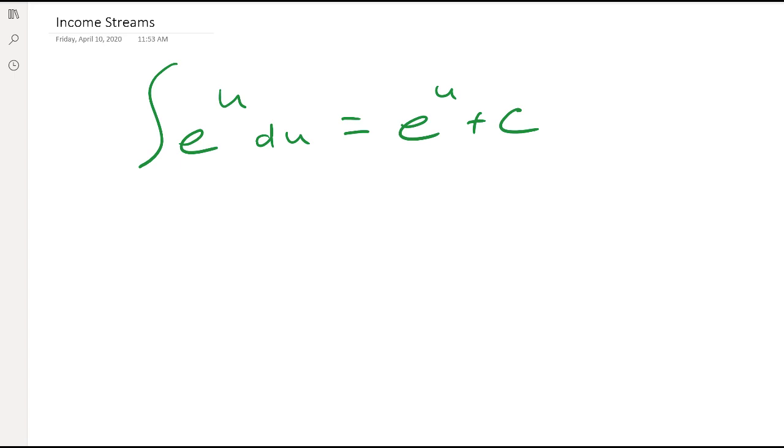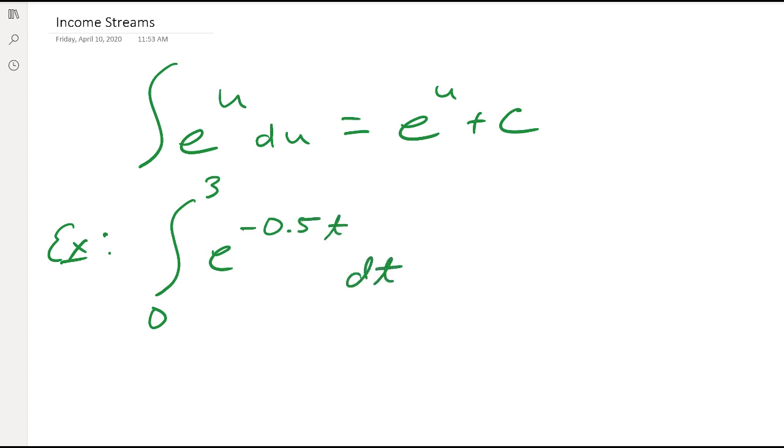Why is that the case? Because if you guys recall, the derivative of e to the x was still e to the x. So remember, the power doesn't change when we take the derivative of e, so that's why the power doesn't change when we integrate e. Okay, so for example here, let's use some u substitution. Let's say we wanted to integrate from 0 to 3 e to the, let's say, negative 0.5 t dt.